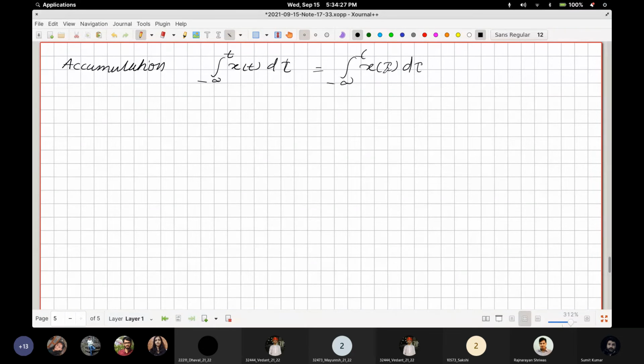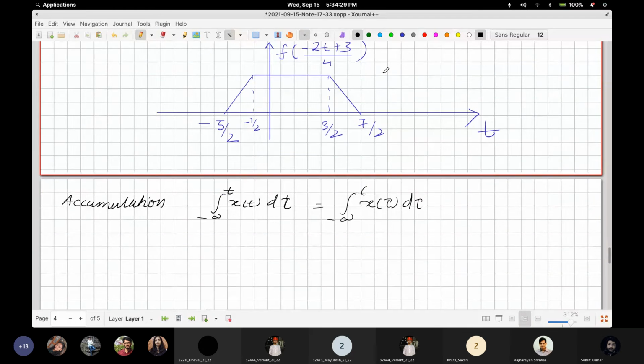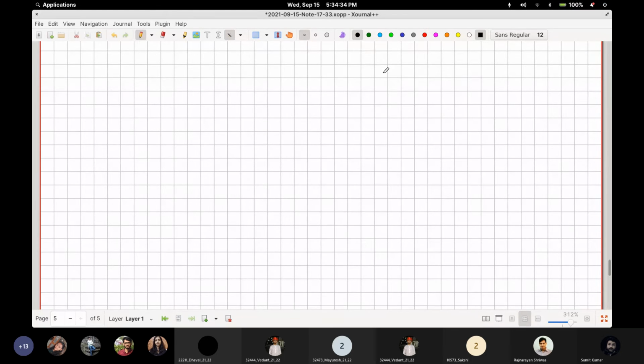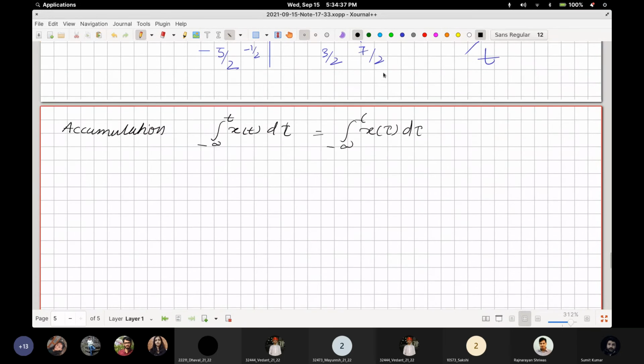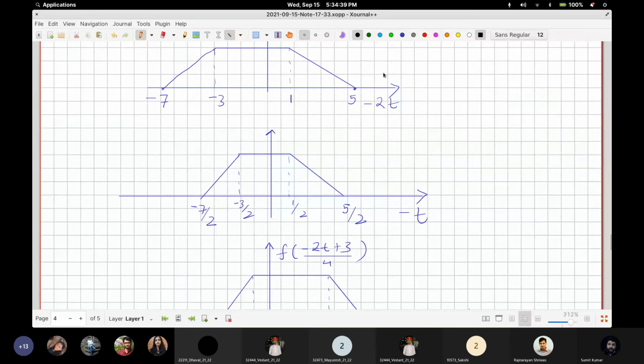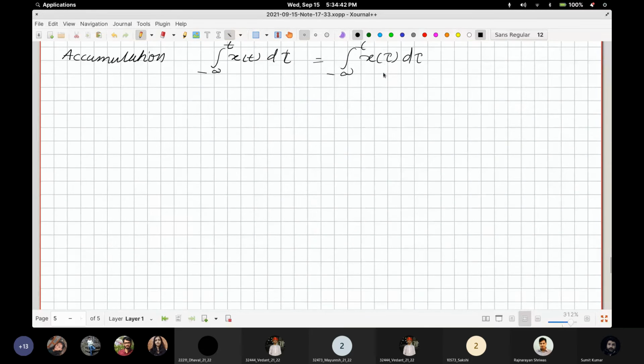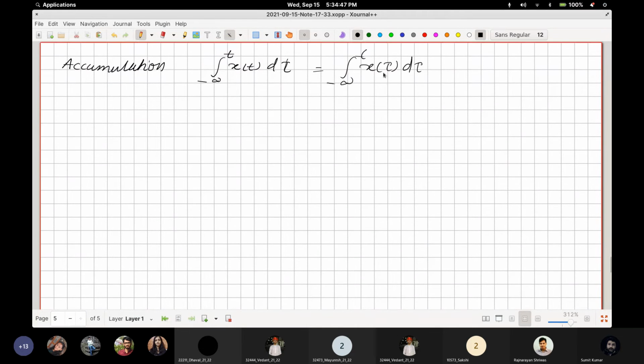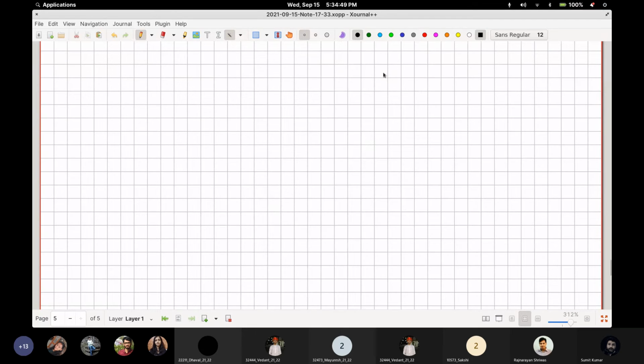And one thing that I forgot to do here is scaling and shifting of discrete time systems. So this was a continuous time system, and then you will have to do the same with discrete time systems, and that I'm going to do in the next session maybe. Okay, so today let me just finish this time accumulation operation. So let's take the same function only.